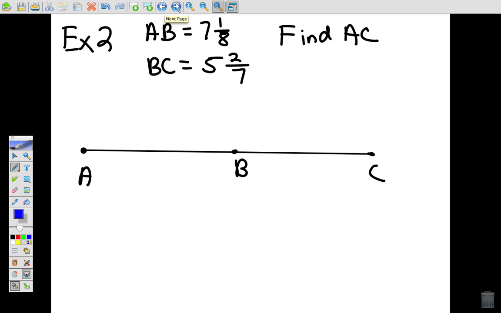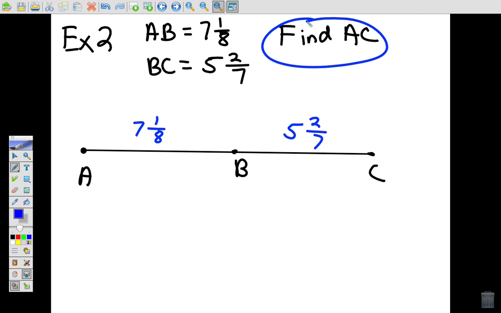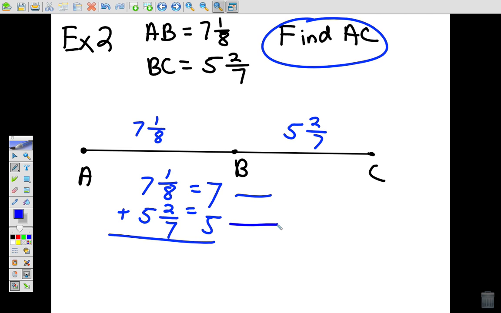Now in example 2, from A to B is 7 1/8. From B to C is 5 2/7. Now they want us to find the length of the whole thing. Since we weren't given the length of the whole thing, this is an indication that we're going to add to find the length of the whole thing. So I'm going to take 7 1/8 plus 5 2/7, find a common denominator, which is going to be 56.